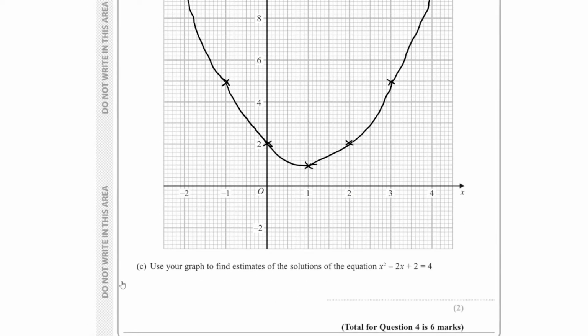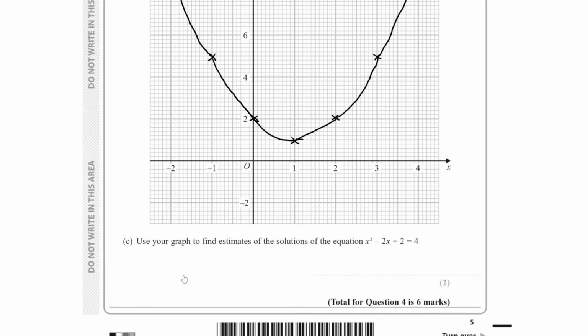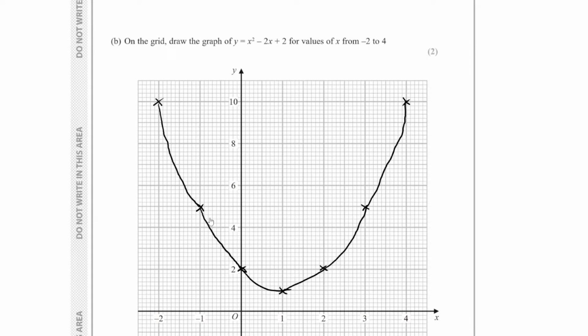Anyway, the thing that I thought was interesting about this one was part C. Use your graph to find estimates for the solutions of the equation x squared minus 2x plus 2, which is our quadratic, wasn't it? That was the same one as our quadratic, this bit, equals 4. There's no working out space, just enough space to put your answer. And it says use your graph, so that's the other hint. But do you see how that's the same as our graph? We're not going to draw a different graph.